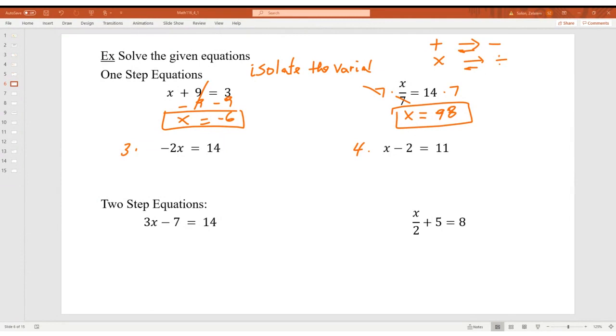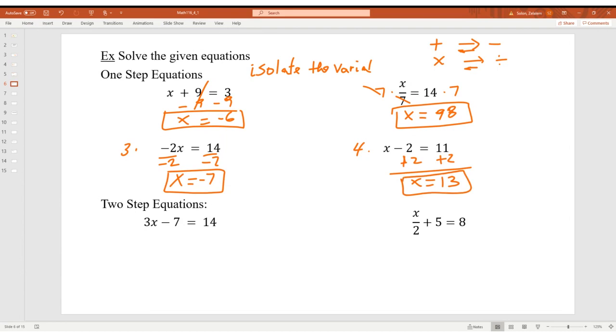excellent, x equals 13. All you have to do is divide by negative 2 here. So x equals 14 divided by 2 is 7, and positive divided by negative is negative. Here we add 2, so x equals 13. So these are one-step equations. Next, we see two-step equations.